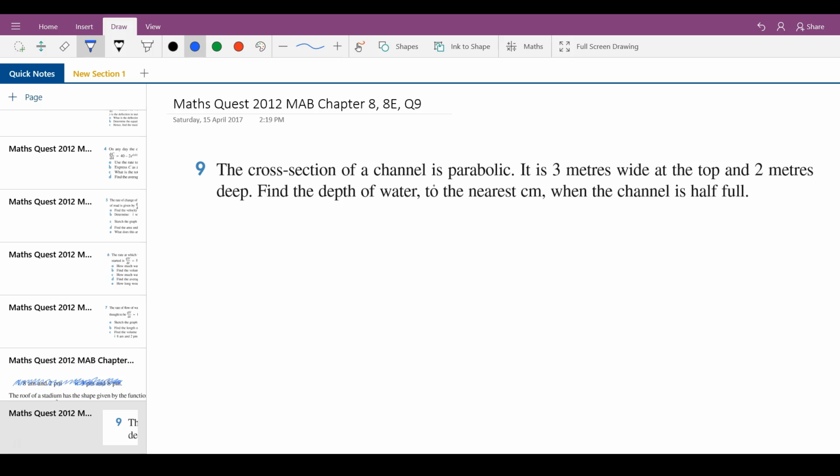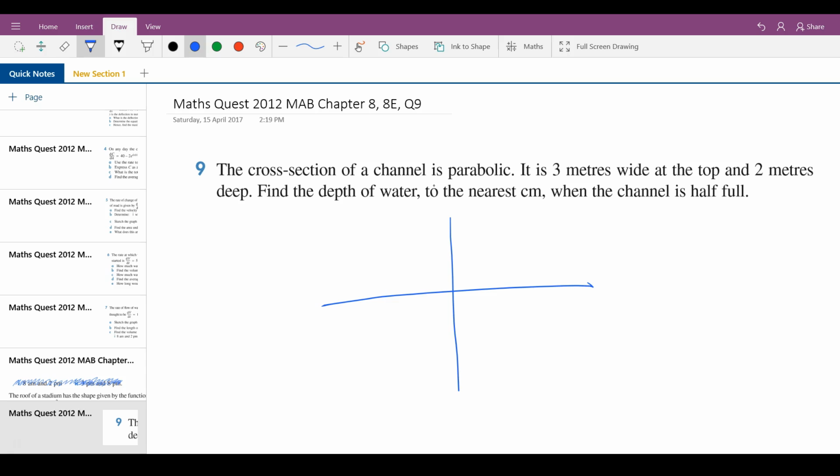Now, my English is not that great. I don't know what a channel is supposed to mean. So I suppose, since we're talking about water and half full, it's something that carries water. When a modeling problem solving question doesn't give you the diagram, which is most of the time, you have to draw the diagram yourself. So I like drawing. Just like what Einstein said, imagination is far more important than knowledge. So let's just show our Cartesian plane.